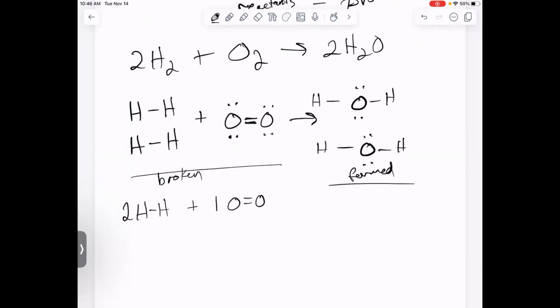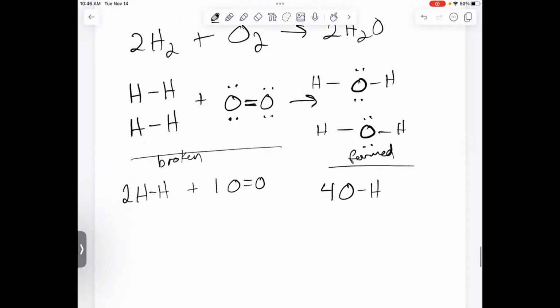versus formed on the product side. And over here, I'm forming 4 oxygen-hydrogen bonds total. Right? I have 2 oxygen-hydrogen bonds in each water. And so in terms of setting up my calculation, I should have all my bonds that are being broken: the 2 hydrogen-hydrogen bonds, the 1 oxygen-oxygen double, and then my bonds being formed, which is just the 4 oxygen-hydrogen bonds.